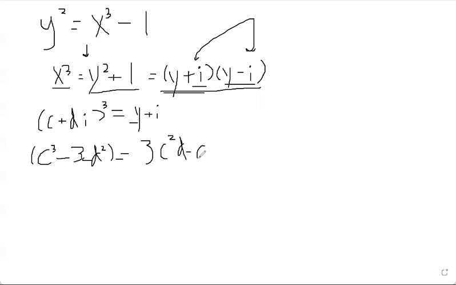minus d cubed i. So this is the entire expansion, and this is going to equal y plus i. But now the story for this imaginary part is a bit different, because we know that the imaginary part has to equal exactly 1. So this equals exactly 1. And now we have something else, another cubic.